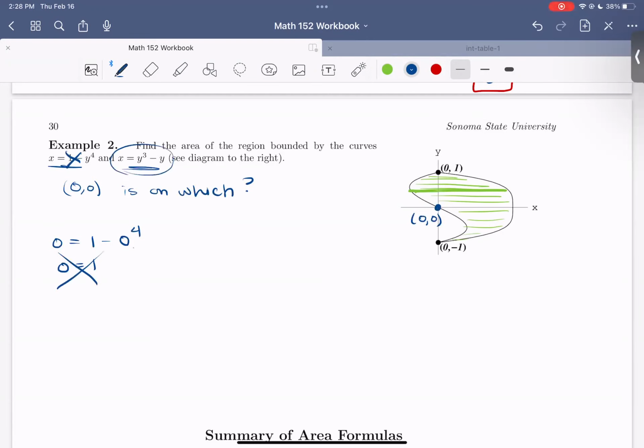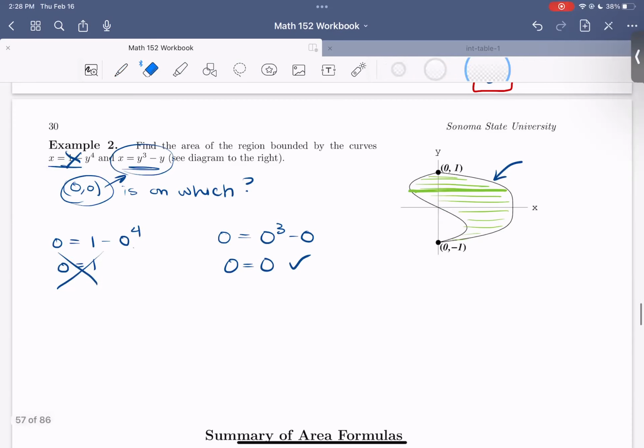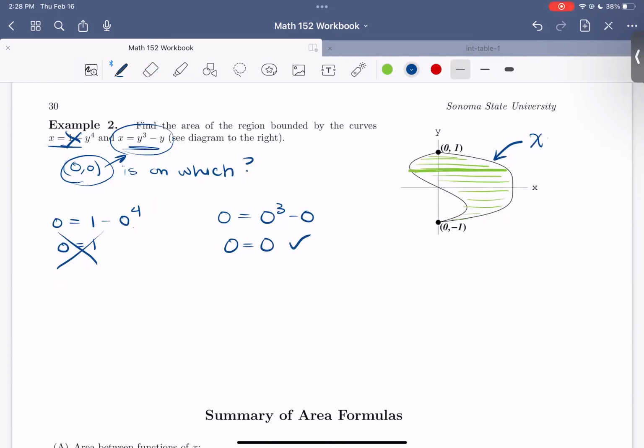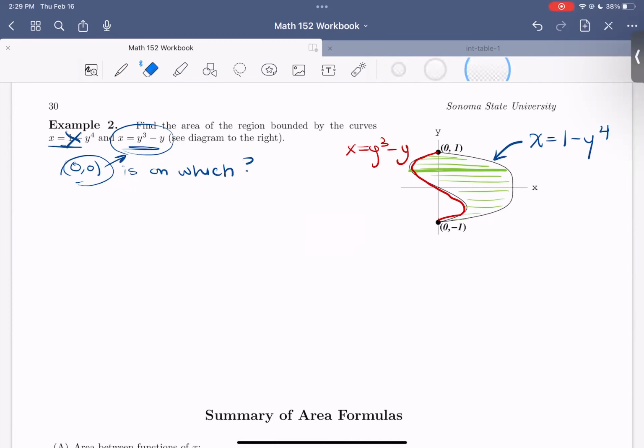We can check to make sure the other curve does. So 0 equals 0 cubed minus 0. That just gives me 0 equals 0, check. So this point is on my second curve. I can go ahead and label these two curves so I know which function refers to which curve. The first curve is x equals 1 minus y to the fourth, and the curve on the left is x equals y cubed minus y. Awesome, so now we have several things figured out.